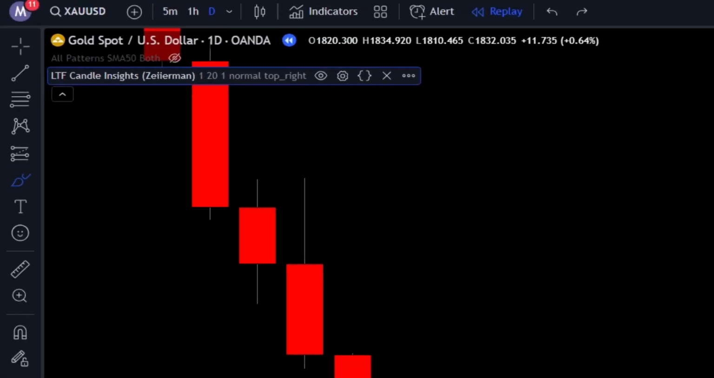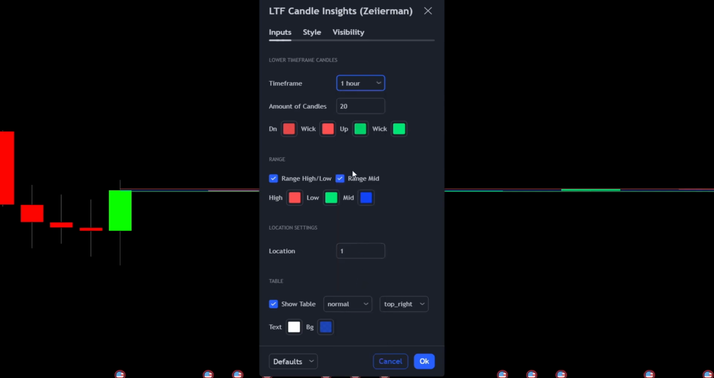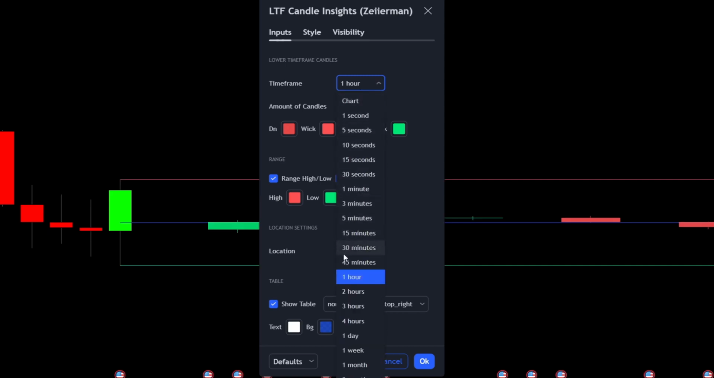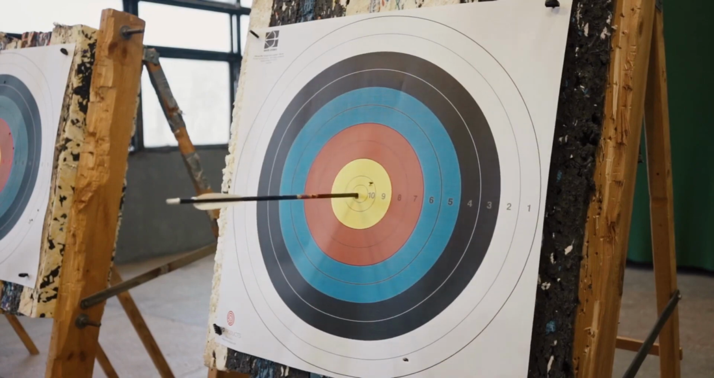So remember, we are currently on the daily time frame, and what I recommend here is that we want to fit at least 20 candles on the lower time frame. So in this case, we want to go for 1 hour or even lower. So what I'm gonna choose here is that I'm actually gonna go even lower here, down to the 30 minutes, because when we choose lower time frames, we will get more precise signals.